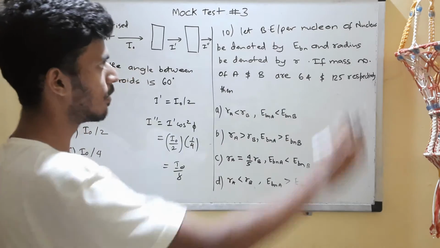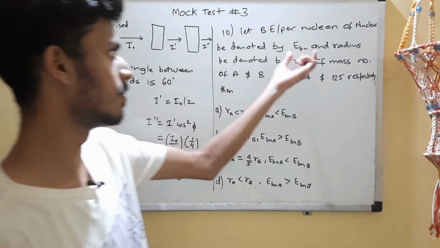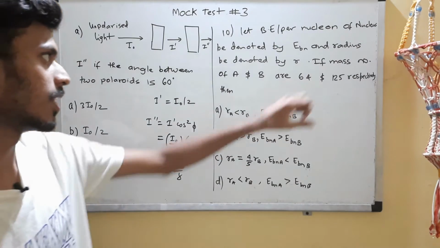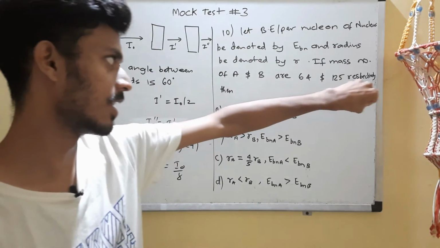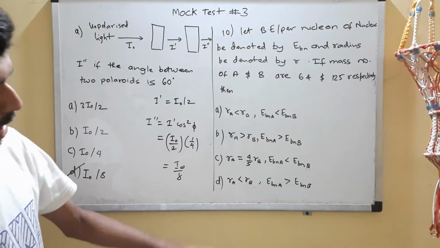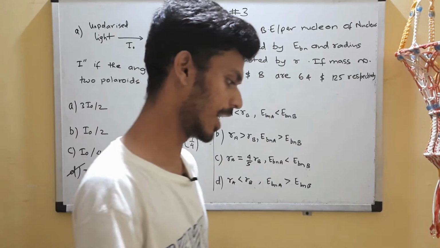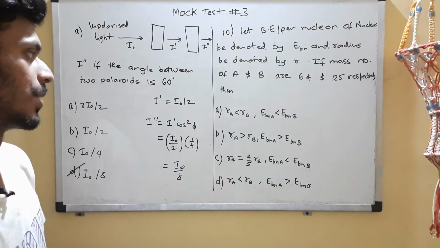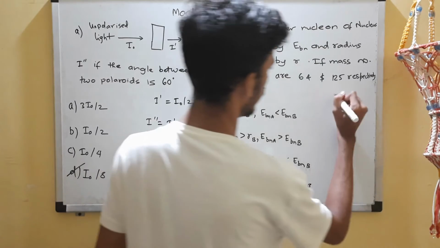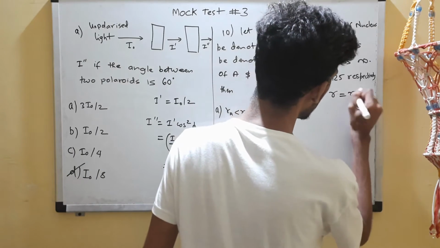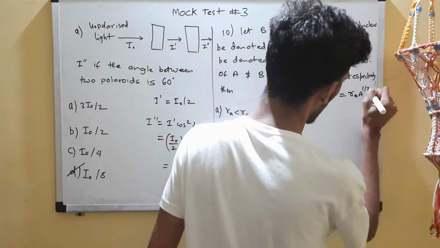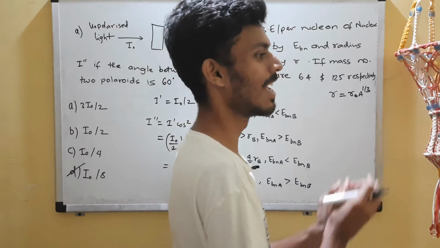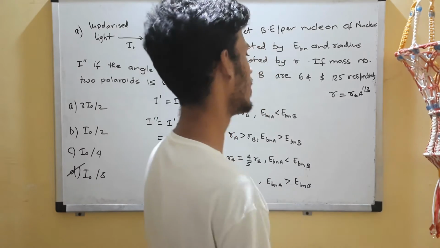Here we are told let the binding energy per nucleon for a nucleus be denoted by this, and radius is denoted by small r. You are given the mass numbers of A and B, this and this respectively. You are supposed to tell the relationship between their radius and binding energy per nucleon. It's actually very simple. The radius equals r naught into A to the power 1/3.